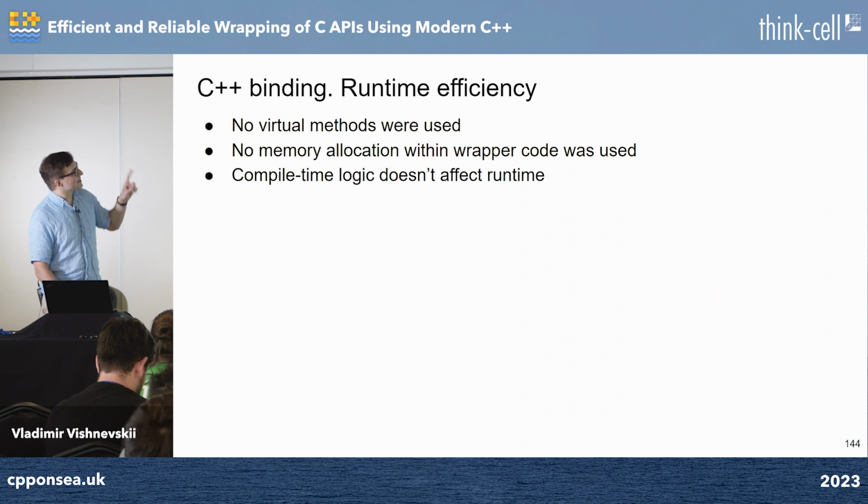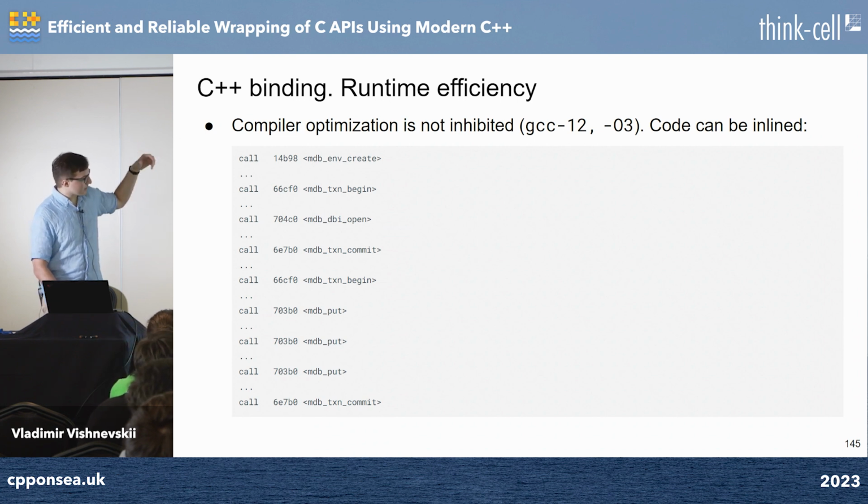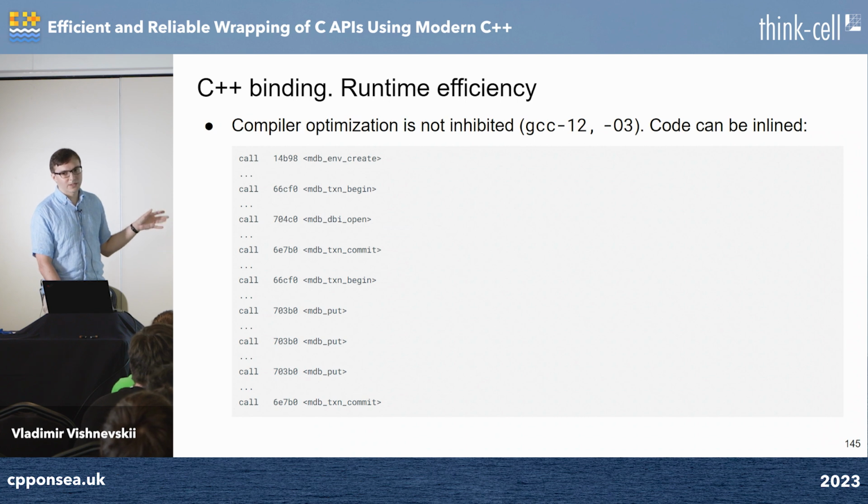Last remark: runtime efficiency. In our implementation, we did not use any virtual methods. We also did not have any memory allocation within our repo. And of course, our compile-time logic does not affect the runtime. This is just a kind of receipt. The objdump produces this with GCC 12.0.3. Our populating of the database is mostly inlined. We do not have any indirect calls, so generally there is nowhere where we can get them in our implementation. We just operate with calls to our APIs.